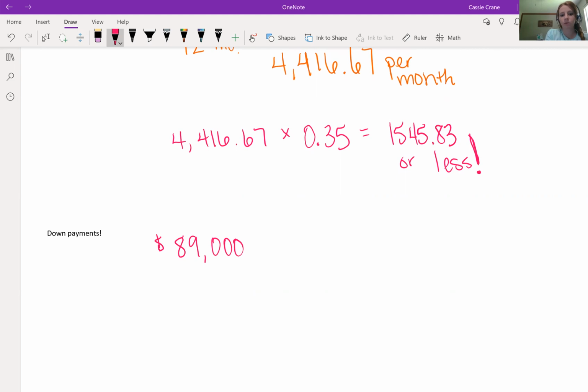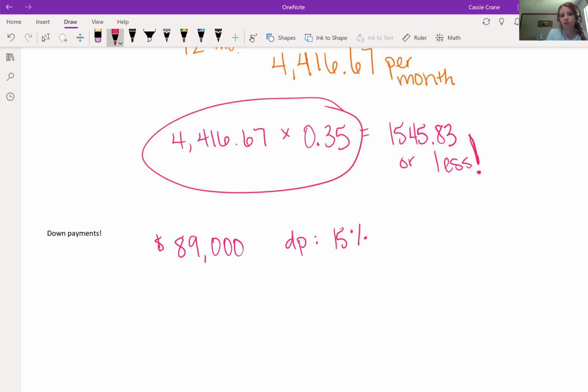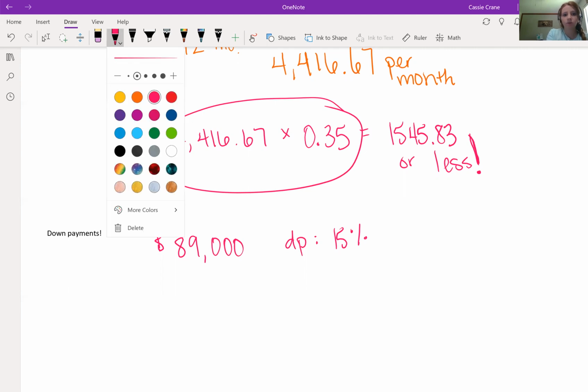And we have to put a down payment. I'm going to put DP, down payment, of 15%. That's how much we have to put down, which means that's how much cash we have to pay before we can even take out a loan for this home. So this is just like finding our budget like we did here, where we found a percentage of a number, doing the same thing.